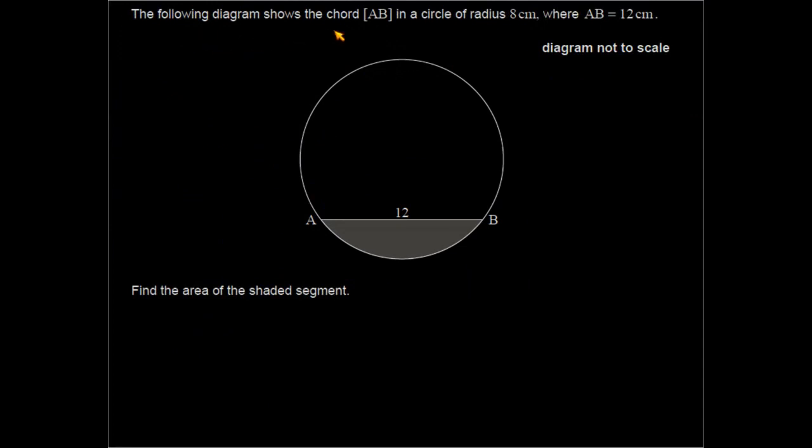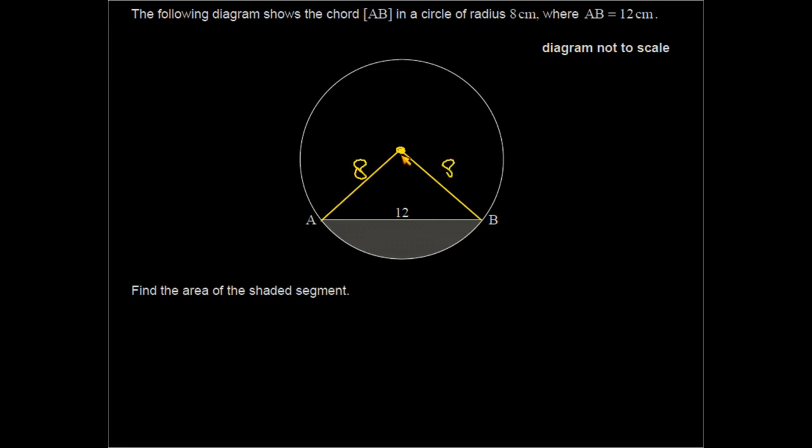The following diagram shows the chord AB in a circle of radius 8 centimeters, where AB is 12 centimeters. We've got a diagram here. So the chord is this one here, and then it's asking us to find the area of the shaded segment. So we need to work out the area of this. The way I'm going to do this, I'm going to add on a couple of extra parts to the diagram. I'm going to draw in 2 radii there. This is meant to be the center of the circle. This is the radius. Since it says the radius of the circle is 8, this will be 8 centimeters here. Likewise, this will also be 8.